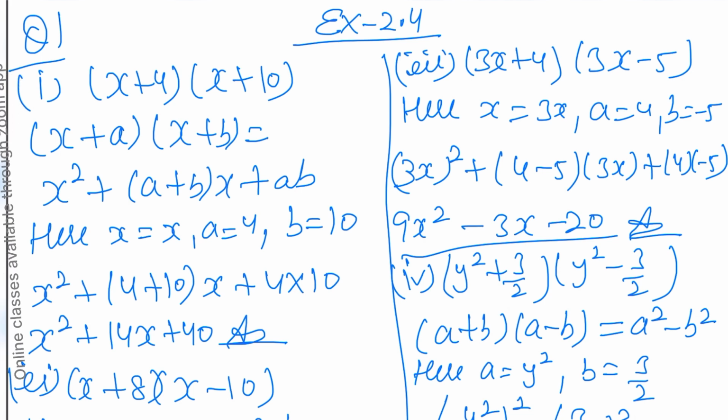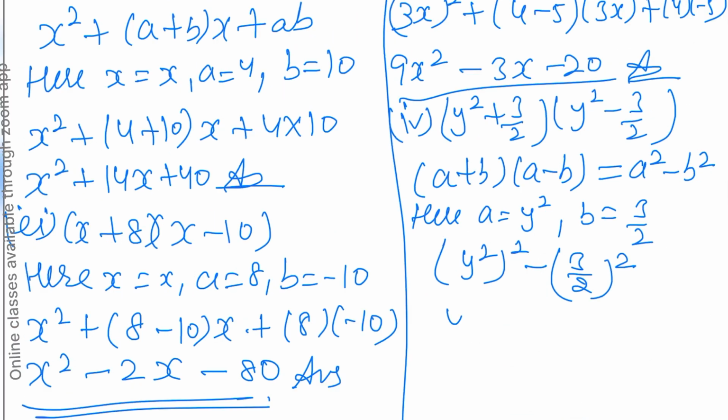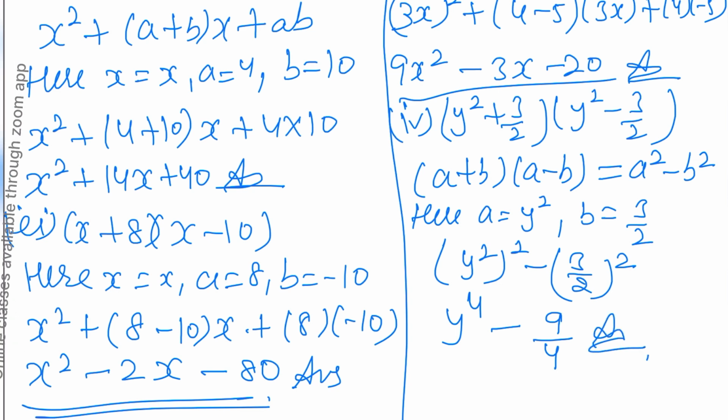Why did we take y square whole square? Because here a is itself a square term, that is y square. Now solving, the powers are going to be multiplied. So 2 into 2 is 4, that's why y to the power 4, minus 3 square is 9, 2 square is 4. So y raised to the power 4 minus 9 by 4 is the answer for this part.